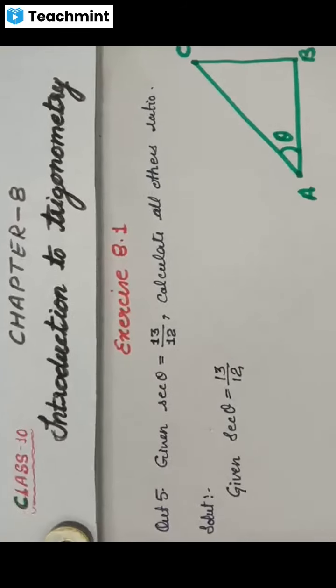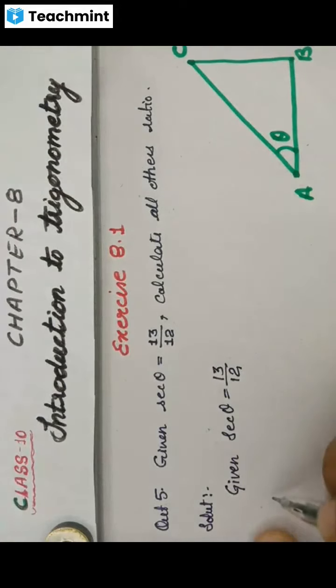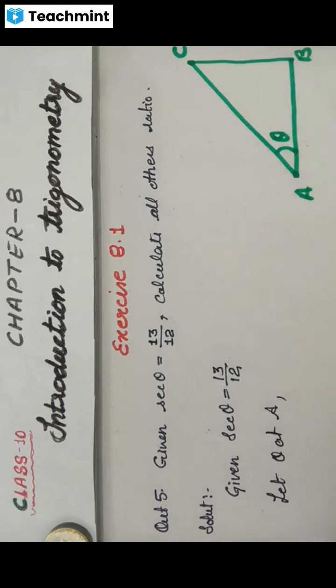So here we are having, given sec theta is equal to 13 upon 12. Solution: let theta be at A. Theta, we have taken at A. It is clear. Now if we have taken theta at A, then I can write sec theta is equal to what?